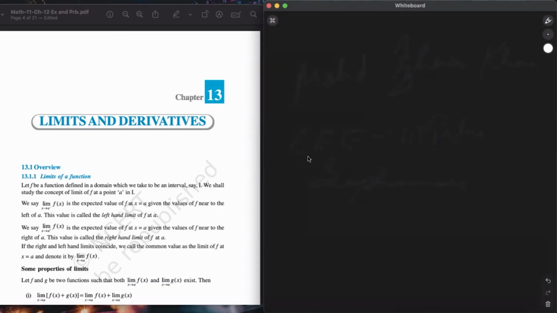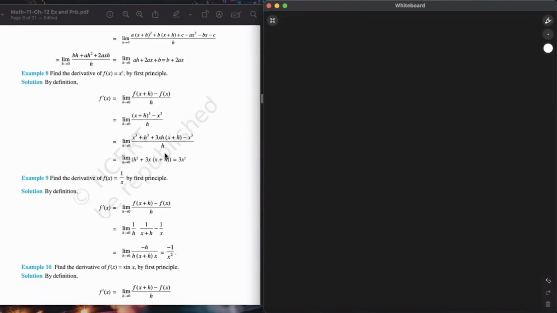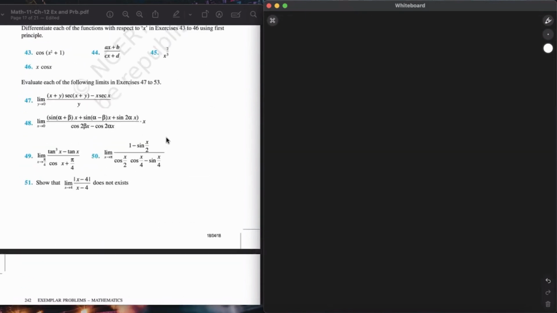So let's start. We were doing questions on limits and derivatives, and I had done till question number 47. Now I have to start from 48. So let's begin. Now we have to find the limit for this value. It's a big question. So question number 48.